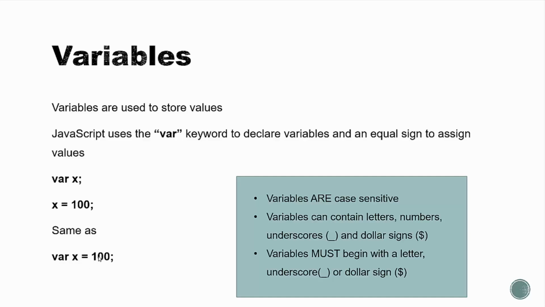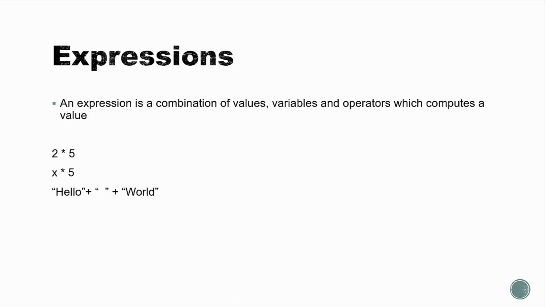Now there are some rules to variables. They are case sensitive, so make sure you're aware of that. Variables can contain letters, numbers, underscores, and $ sign symbols. Okay, but they must begin with either a letter, underscore, or $ sign. You can't begin a variable with a number. All right, and that's pretty much universal for a lot of the popular programming languages.